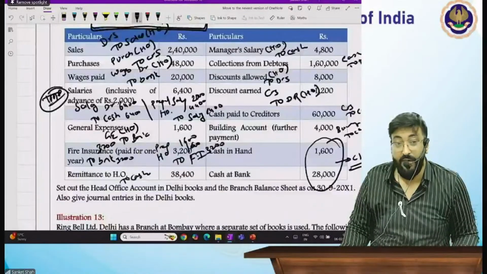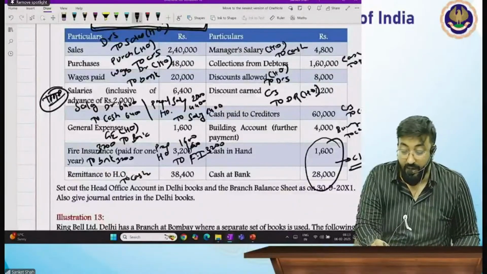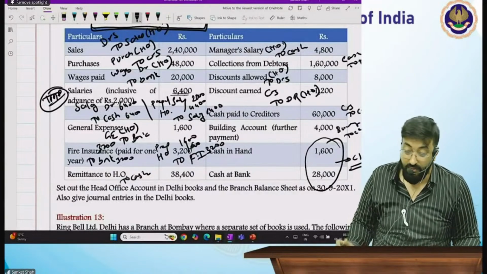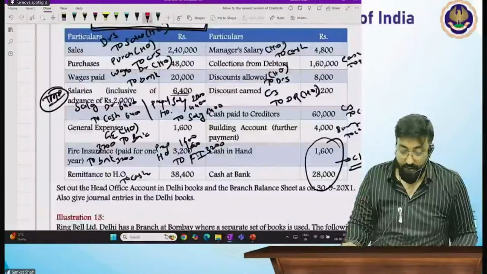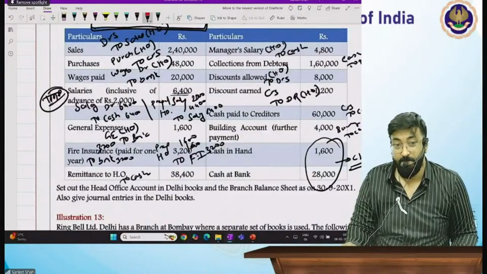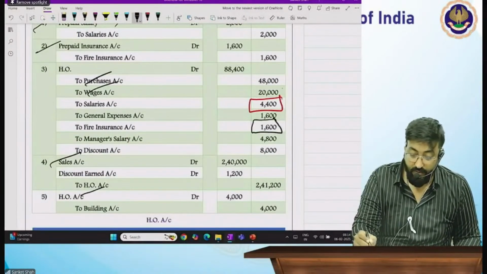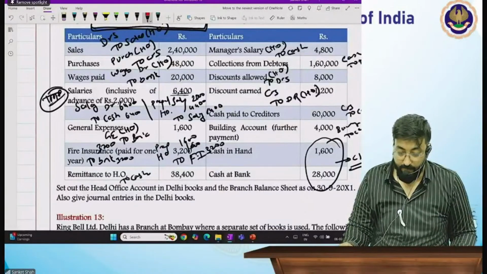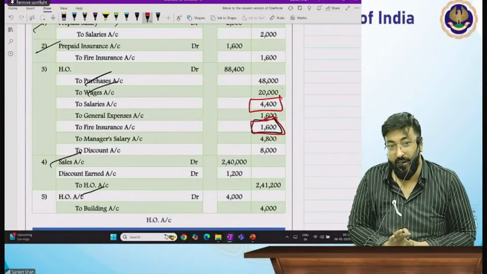Wages. Normally debit balance. Now credit. Salary: are you going to transfer 6,400 or only 4,400? 4,400. So it is a debit balance, so you have to credit it. General expenses: normally debit, now credit. Fire insurance: full amount or 1,600? 1,600 only. Manager's salary: now we have to credit it. And discount allowed also we will credit because normally debit. And discount earned is normally a credit balance, now give debit.